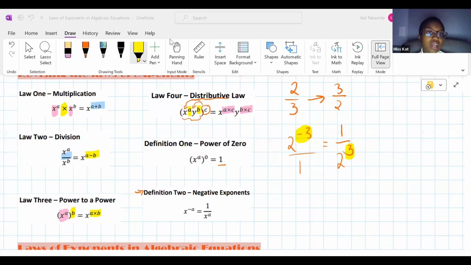Oh, hectic. Okay, so these are the laws. Before I move on, do we understand the laws? Because we will be using them to solve equations.